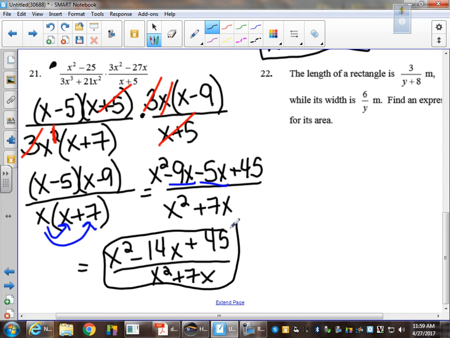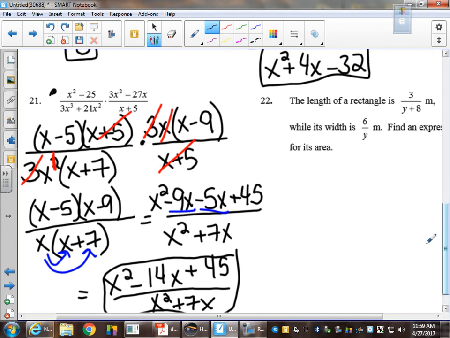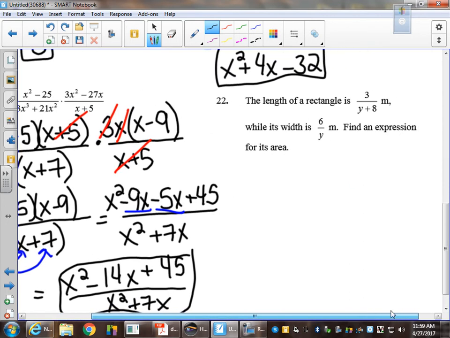Something that I was seeing a lot is people thought they can just cancel out these x squareds now, or cancel them from the get-go. You cannot, because this is technically one whole term, and this is one whole term. You can't take pieces out of each term. You can only cancel out entire terms.